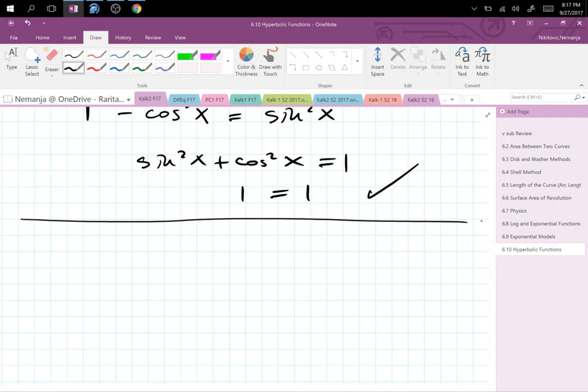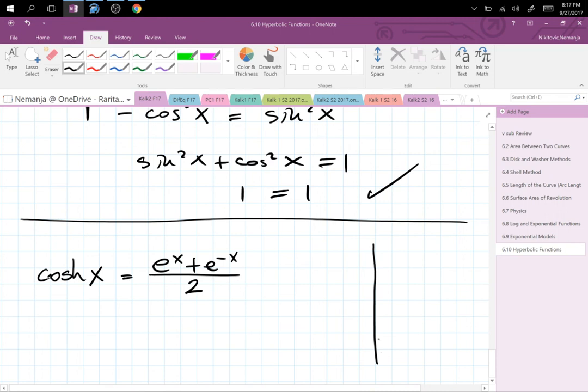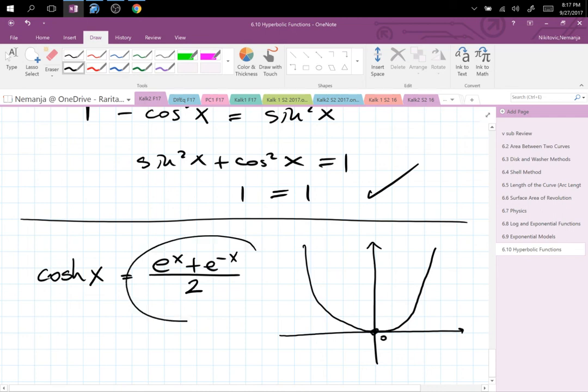So what I want to do is analyze cosine hyperbolic x. Cosine hyperbolic x is defined as e to the x plus e to the minus x over 2. The graph for it has no asymptotes of any kind. It looks like a parabola, but it's not a parabola. What it does is it goes through... you can verify that quickly here.